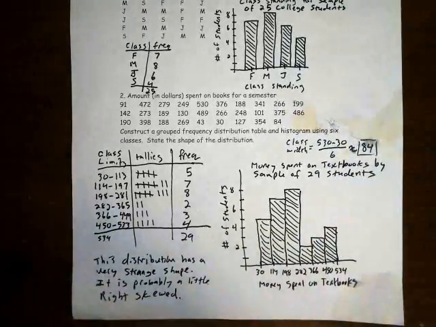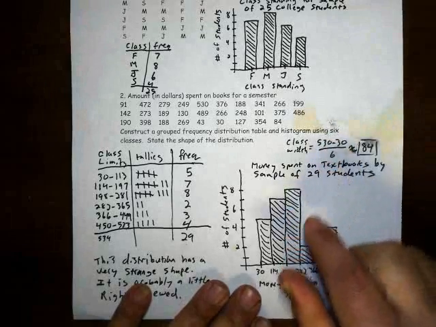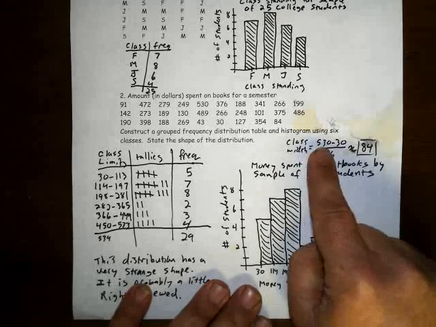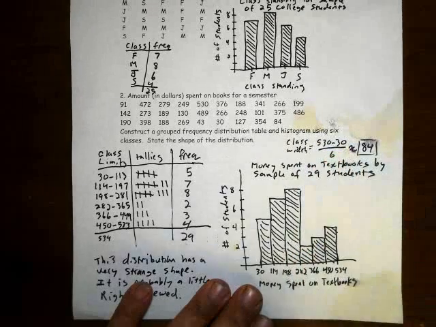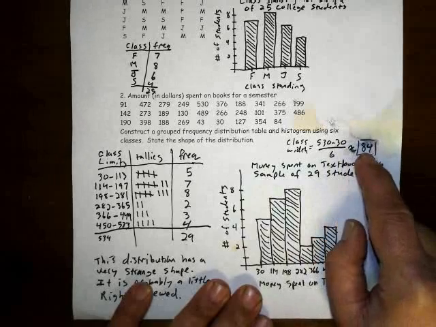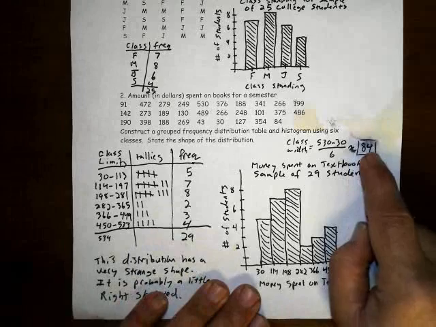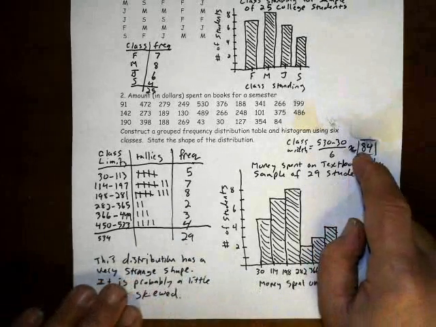Okay, so when you do this, they're going to tell you how many classes to use. So this says use 6 classes, and then you're going to use that when you determine the class width. And you do that by taking the maximum value minus the minimum value and dividing that by the number of classes. When you do that, in this case, you get 84. Okay, this is where you always round up. You never round it down. You always round up to the next whole number, because you want these to be whole numbers.